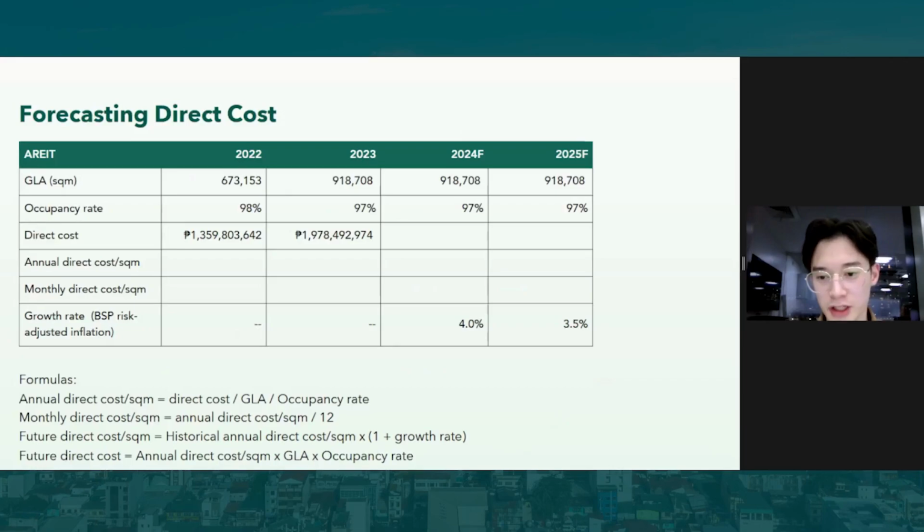So now we have to fill in the blanks. For annual direct cost per square meter, we would use the formula: annual direct cost per square meter equals direct cost over GLA over occupancy rate.